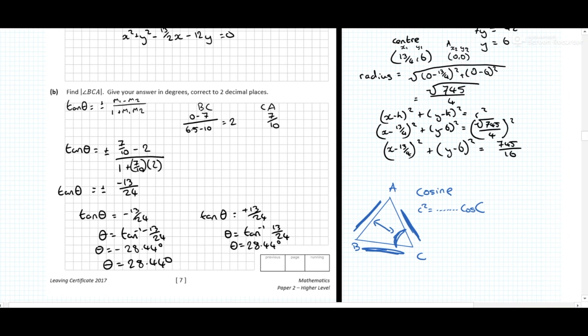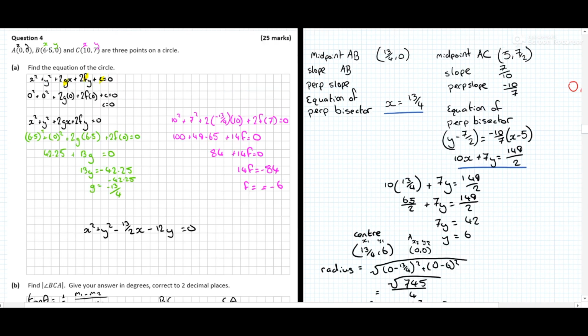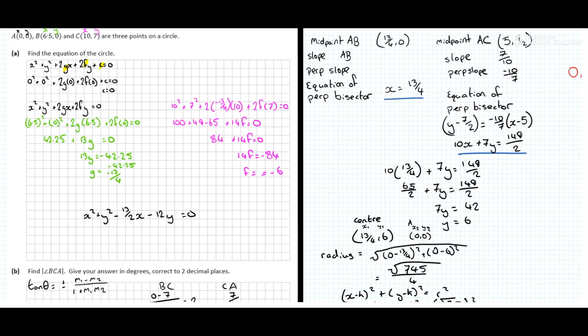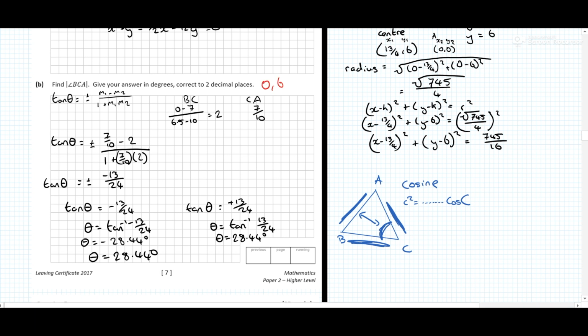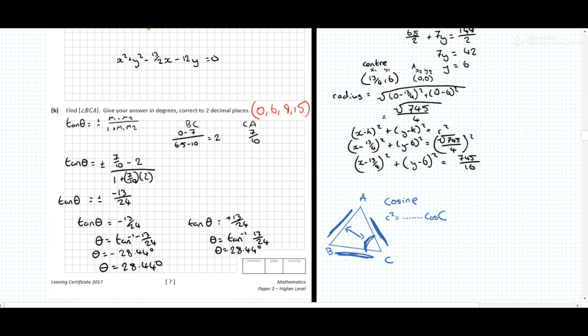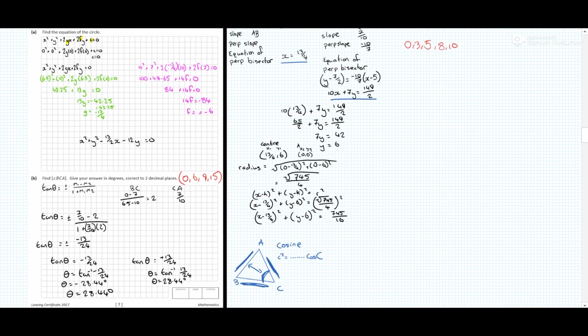Okay. In general, not the hardest of questions. First part was 10 marks. The second part is a 15-mark question. I'll get you the marking scheme now. It was 0, 6, 9, 15. So quite nice. A lot of marks going for this coordinate geometry, the circle question. Really, really nice question overall.